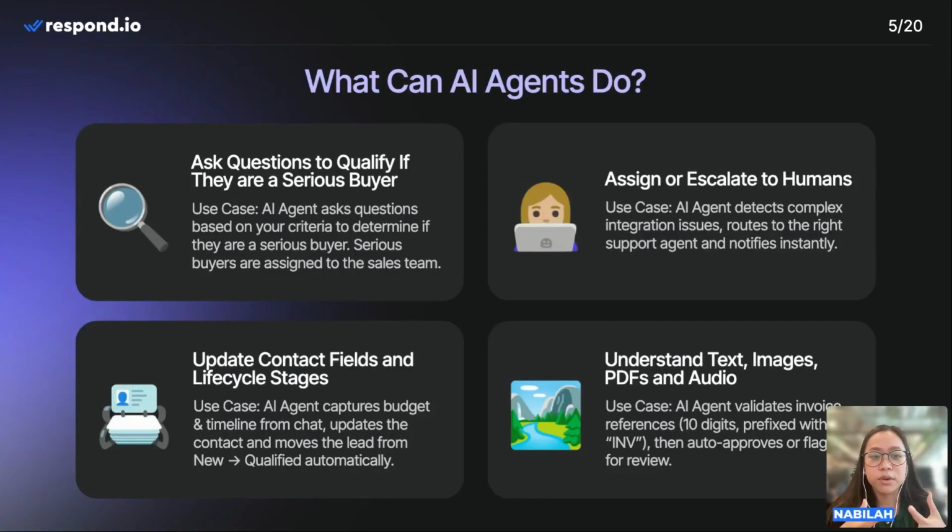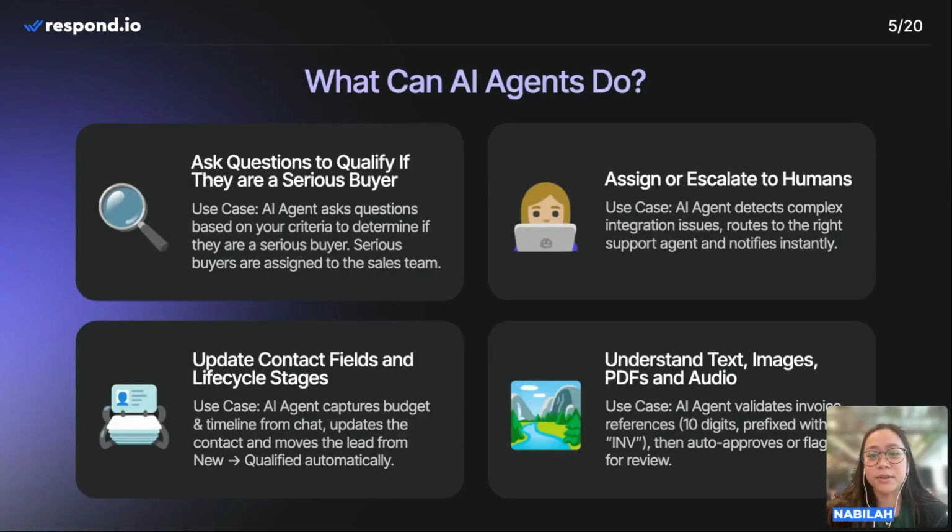How many of you here today have a sales team that spends half of their day replying to "hi" or "price, please," only for the customer to just ghost them? It drains your energy, drains your team's energy on leads that are not serious, right? So this AI agent can ask questions based on your criteria to determine if they are a serious buyer or not. So only serious buyers get assigned to a sales team. That's the first capability.